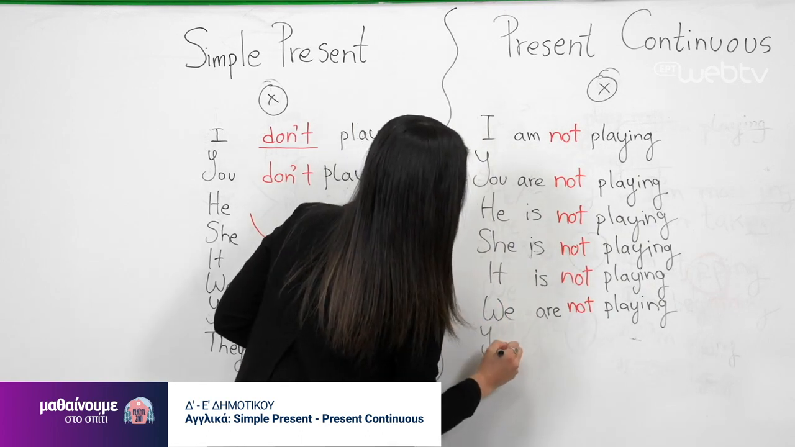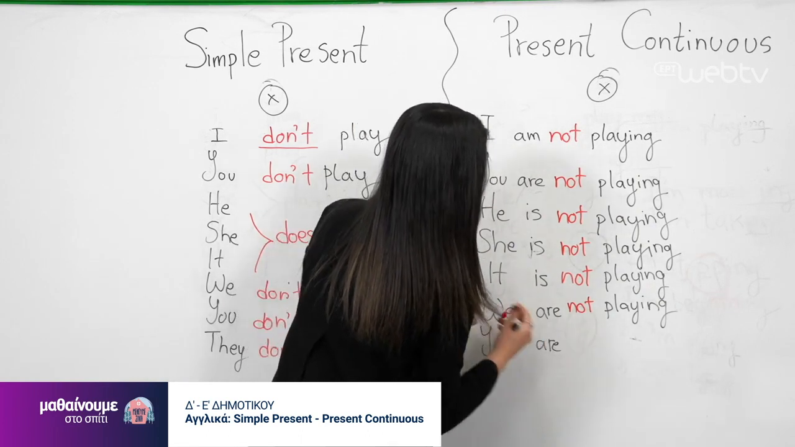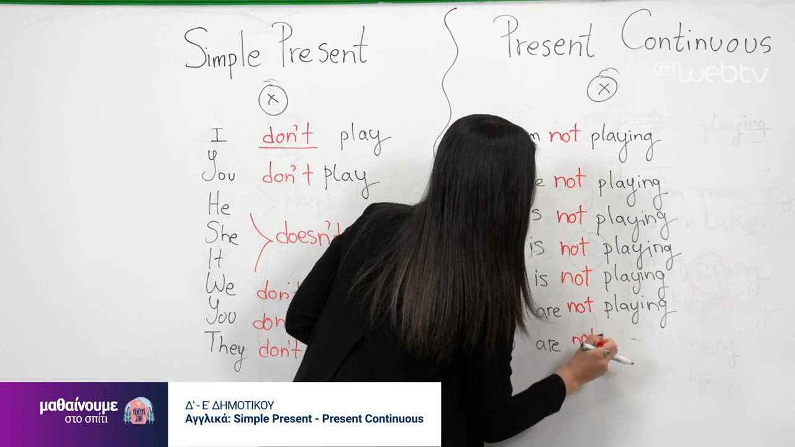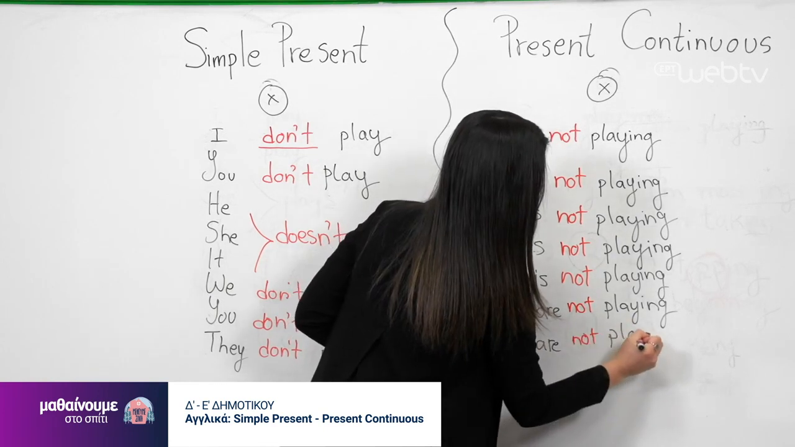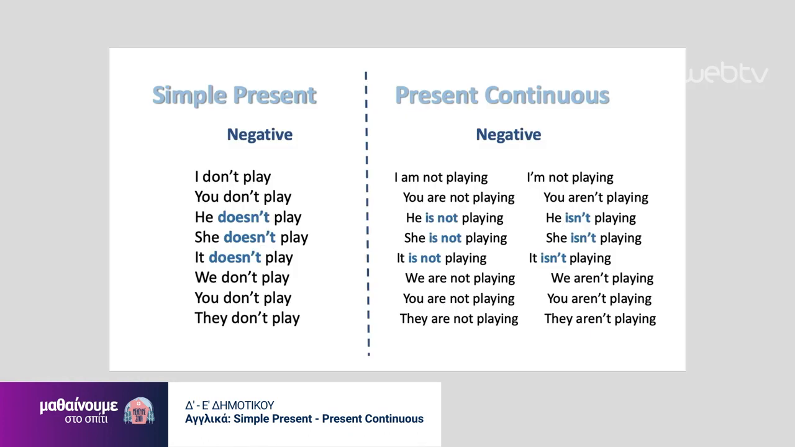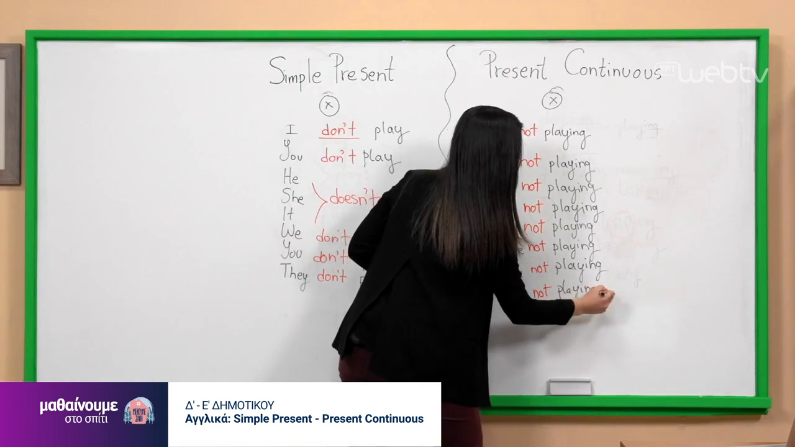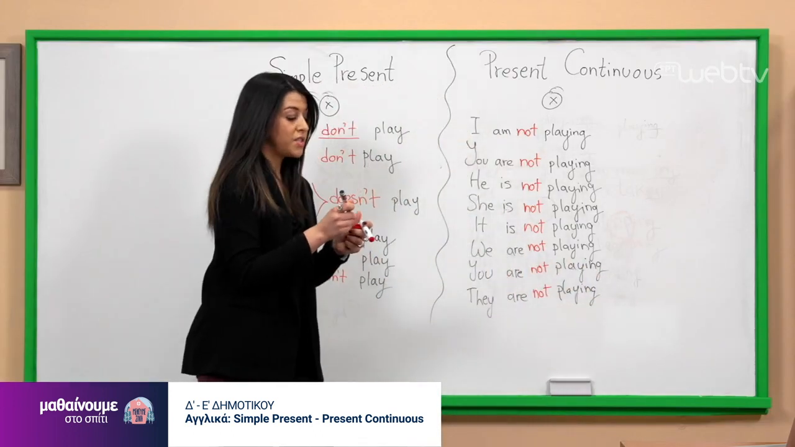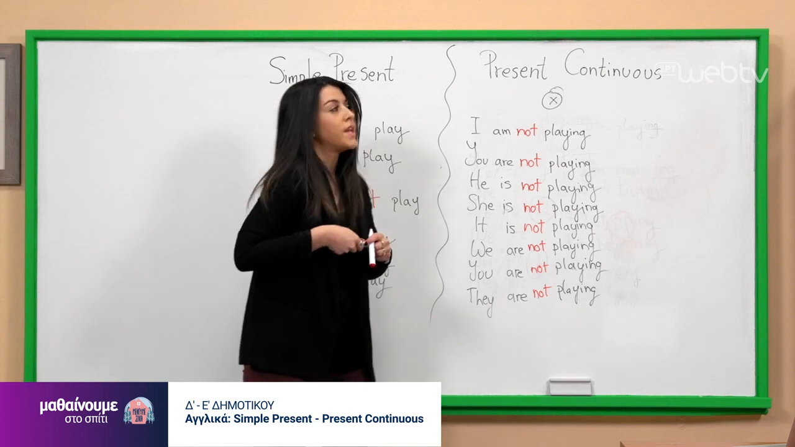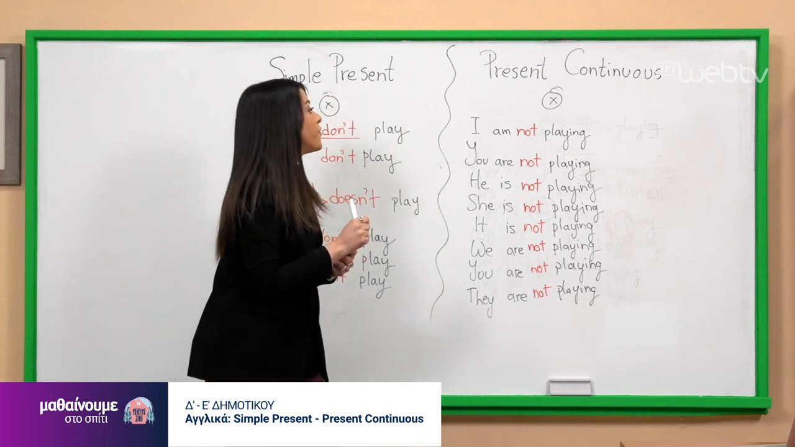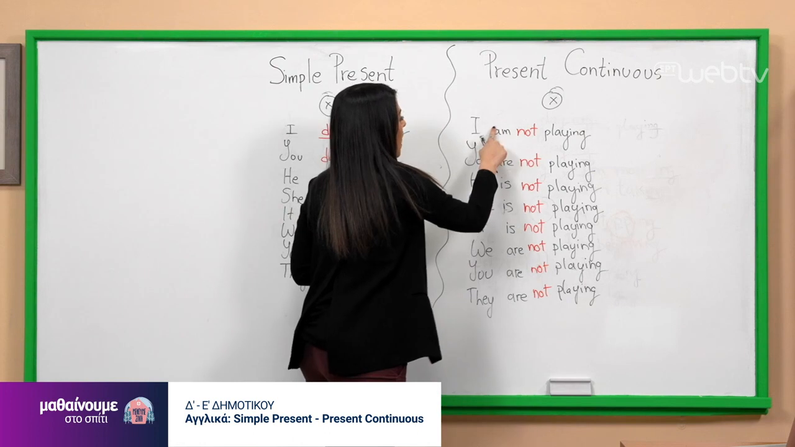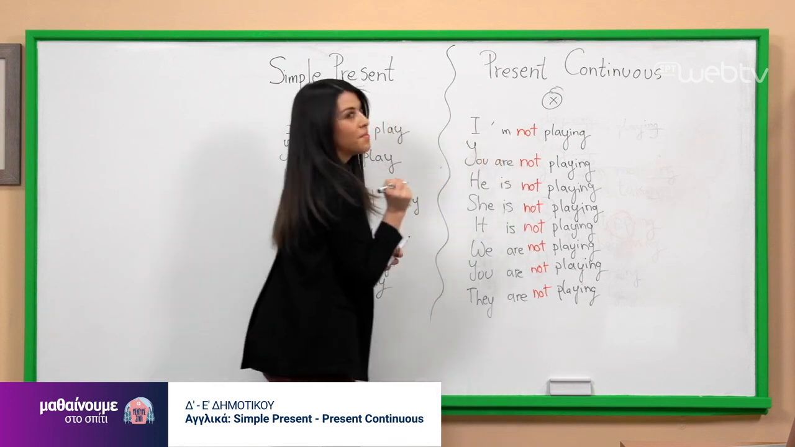You are not playing. And finally, they are not playing. So this is the long negative form. It's the long one. You will learn the short one. It's easier. In the short form, you just do, I'm not playing.